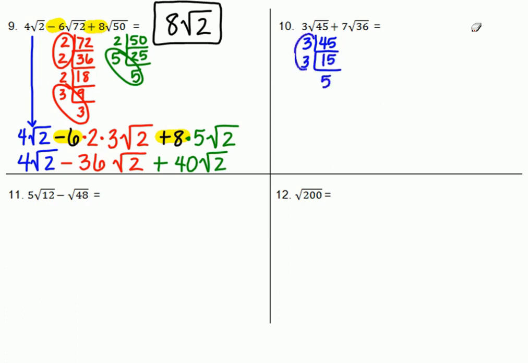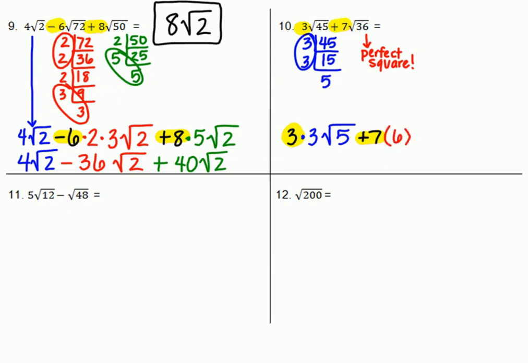Okay, so we can see there's a pair of 3s, but there's already a 3 outside, so let's bring him down. And then the pair of 3s comes out as 1 3, and a 5 is left over. Now, square root of 36 can be simplified, but it's actually a perfect square. The square root of 36 is just 6. So this last part is just going to be a +7 times the square root of 36, which is just 6.